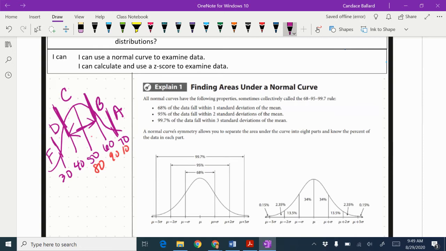All normal curves have the following properties, sometimes collectively called the 68, 95, 99.7 rule. 68% of the data fall within 1 standard deviation of the mean. So the mean is here. Within 1 standard deviation, you add the standard deviation and subtract the standard deviation in each direction. 68% of your scores or your data will fall there, which means if I cut that in half, that's only 34% on each side.